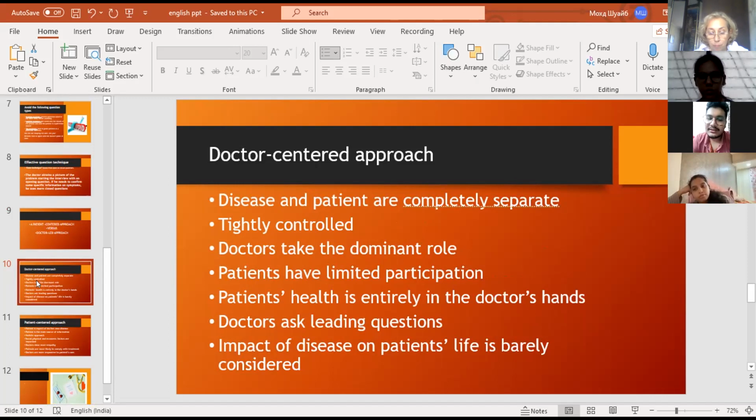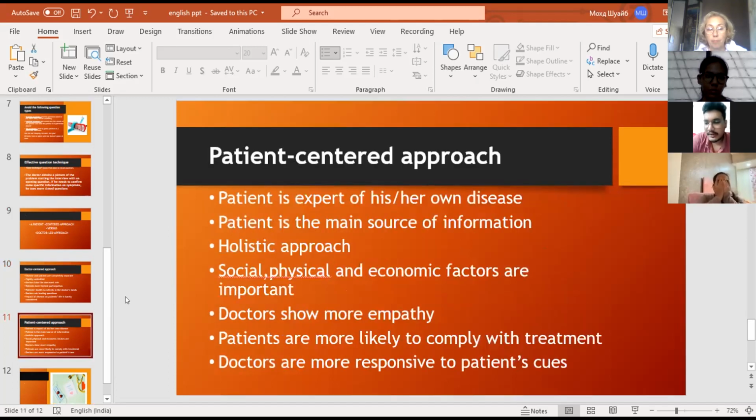So this isn't the approach we're talking about. This will lag, and then chances are that the treatment which the patient is going through will lag in this process. Now we are talking about the patient-centered approach. Can you please change the slide?